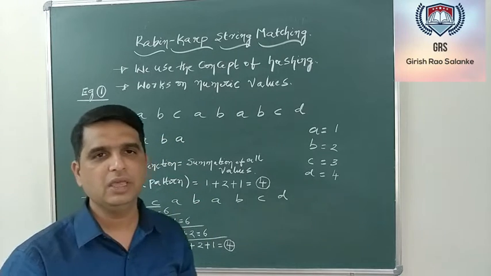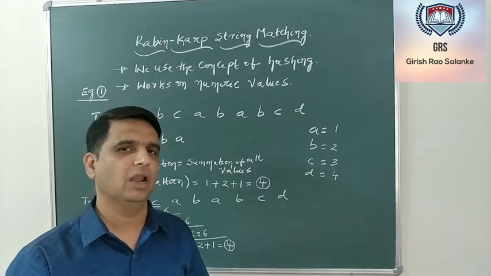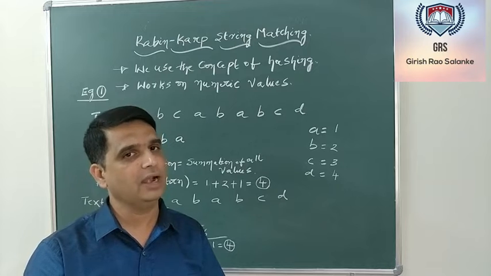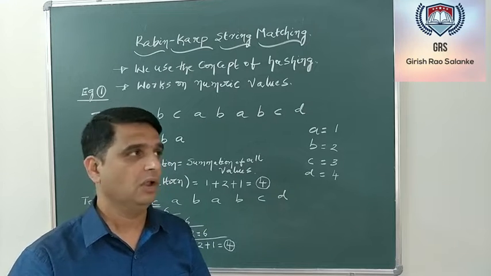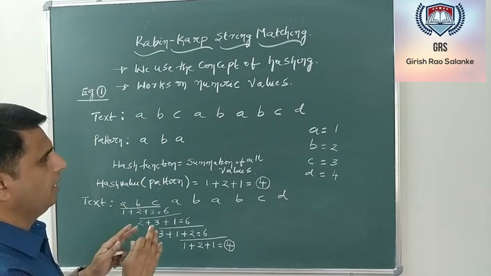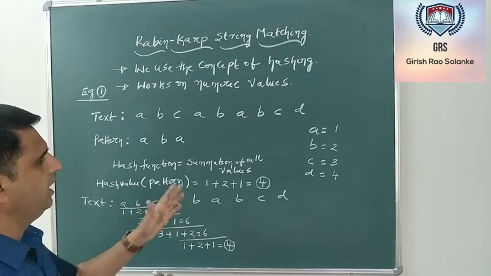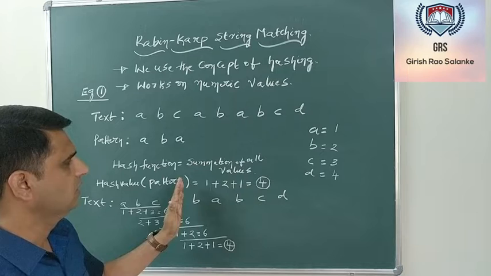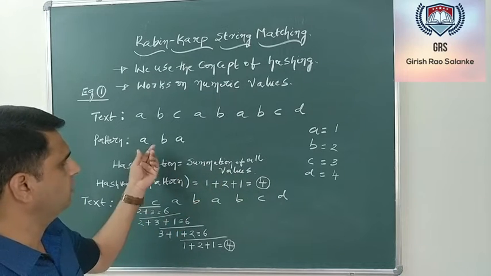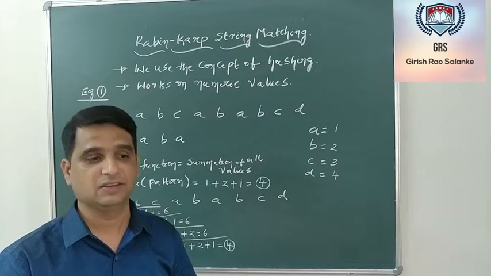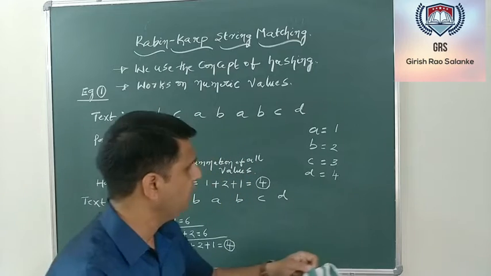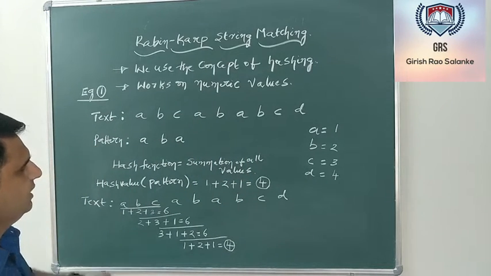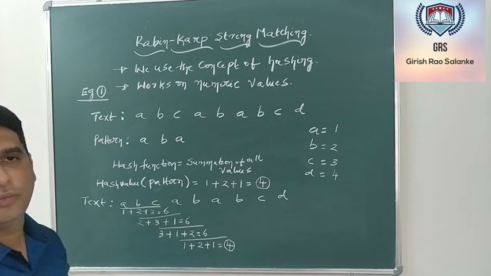So this is how the Rabin-Karp string matching algorithm works. I have taken a very basic example to make you understand how exactly Rabin-Karp works. Now with this principle, to find the hash value, I have used the summation of all the values of each of those characters. This does not work in all the cases. Let me take another example to demonstrate that this concept of hashing will not work.